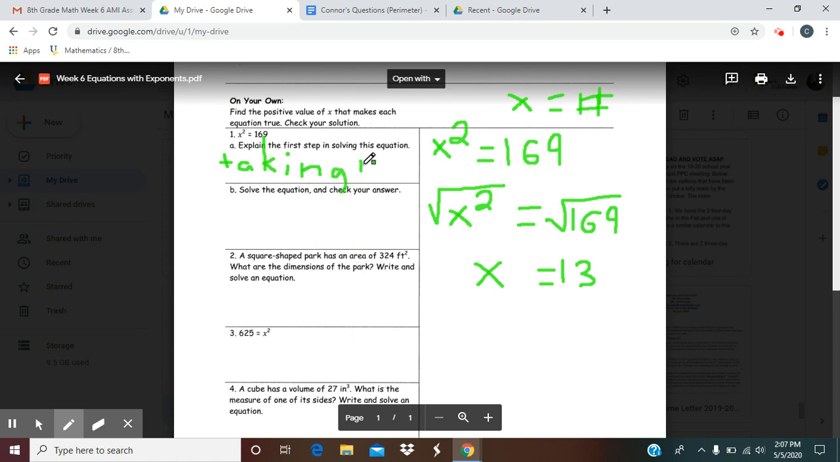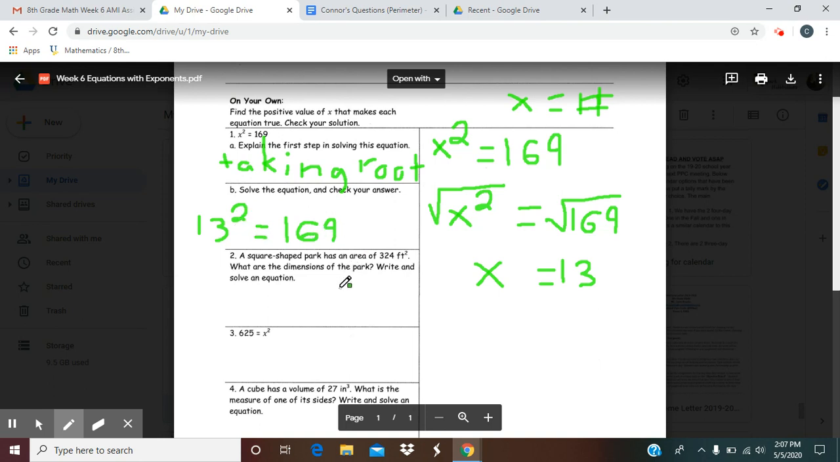So in order to check our answer, in case you guys forgot what that means, we take our value for the variable, we plug it back in, and see if we get the same answer on both sides. So I'm going to do that now, but I'm going to do it over here, to save space. So instead of having x squared equals 169, I'm going to write 13 squared equals 169. And I do know this to be true, because 13 times 13 is equal to 169.